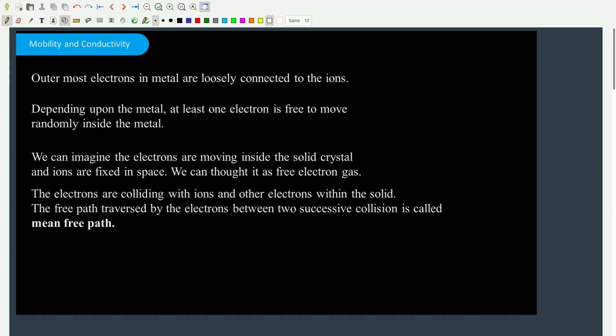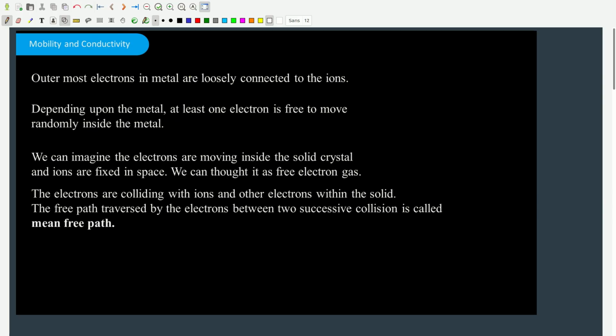Welcome to this episode. In this episode, we will learn the mobility and electrical conductivity of metals. We know in the metal, the outermost electrons are loosely connected to the ions, and these electrons can move randomly and freely within the metal.